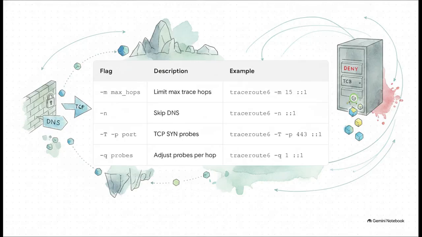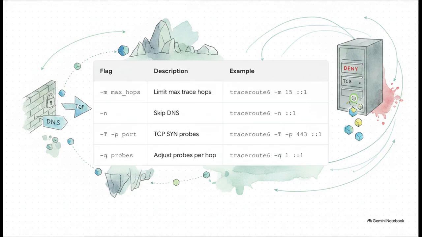Just like with Ping 6, mastering these Traceroute 6 flags lets you completely bypass common roadblocks. The -n flag is fantastic for speed, right? It skips DNS resolution, so you aren't just sitting there waiting for hostnames to resolve. But the real hero here is the -T combined with -p.